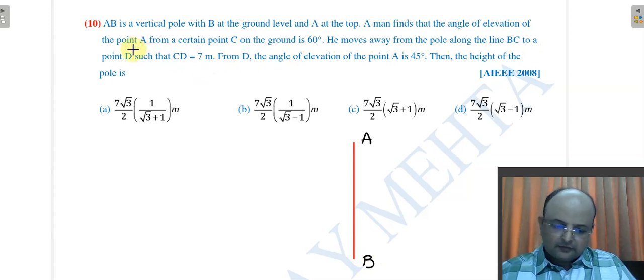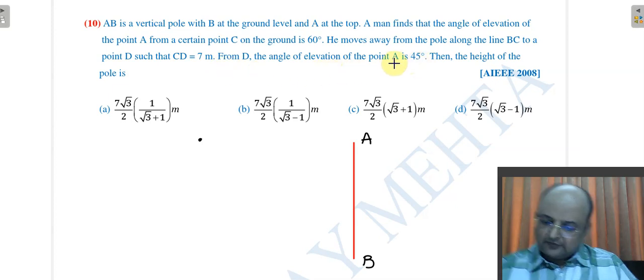Got it, no? This is some point. A man finds the angle of elevation of the point A from certain point C on the ground to be 60 degree. He moves away from the pole along line BC to point D, CD is 7 from D. The angle of elevation is now 45 degrees.